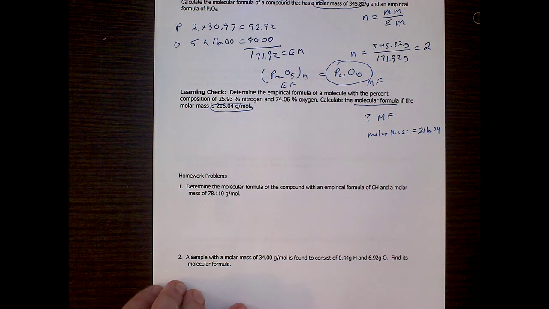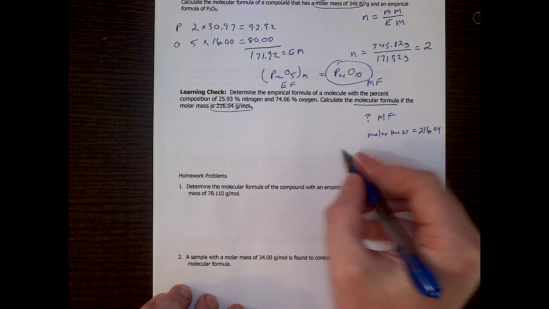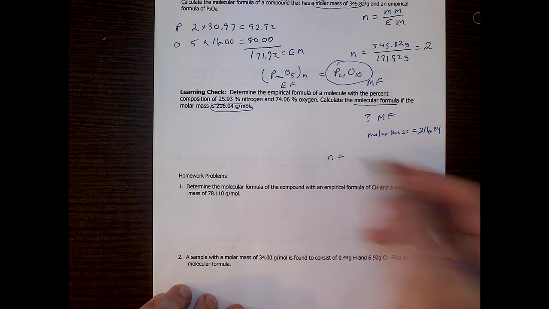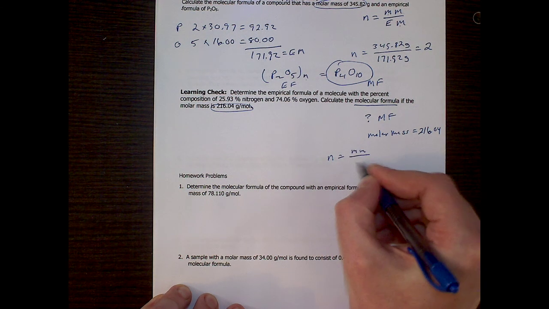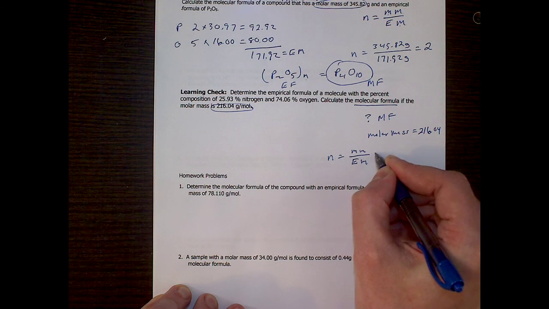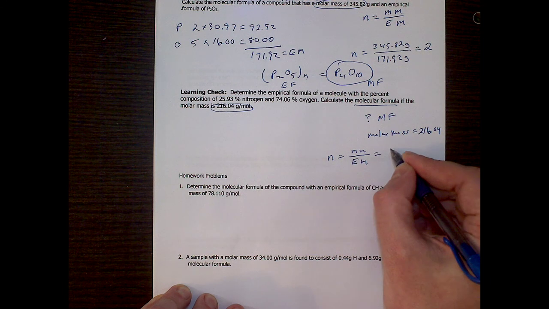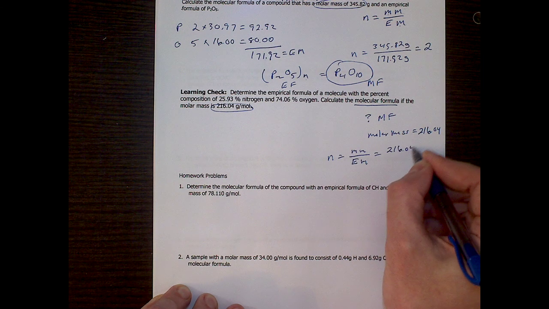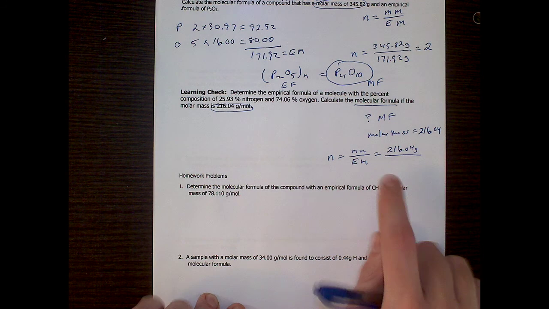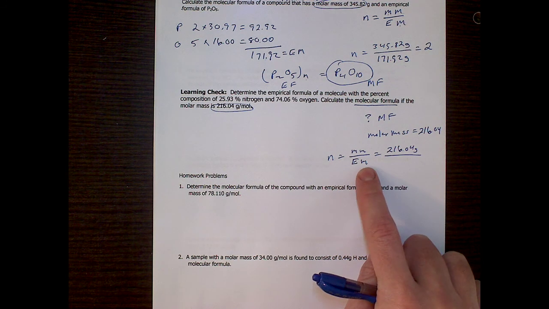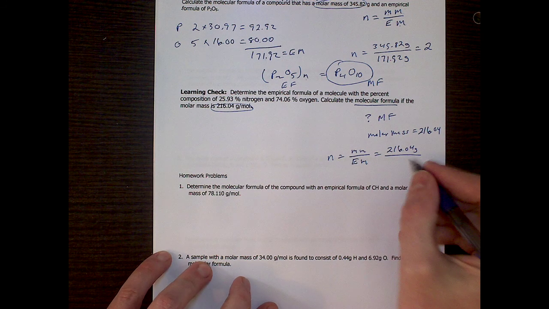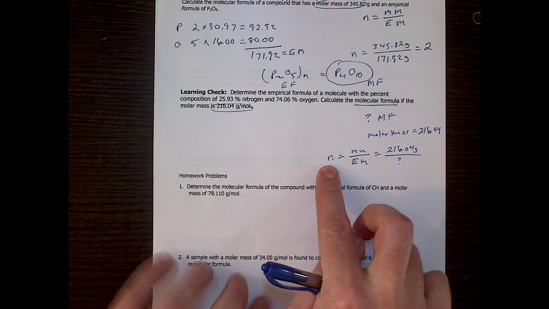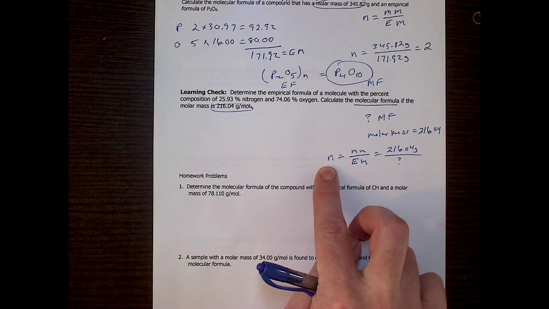and I'm just going to set this up here, so my n, my multiplier, will equal my molar mass over my empirical mass, and I already have the top one, so I'm going to put 216.04 grams right there. So really what I know I need to do is I need to know what is the empirical mass that goes down here, okay? So this is a question mark here so that I can then calculate the n. All right, so how do I do this?